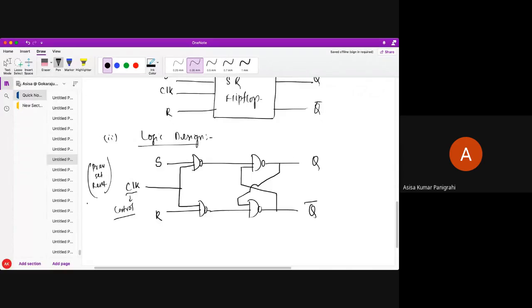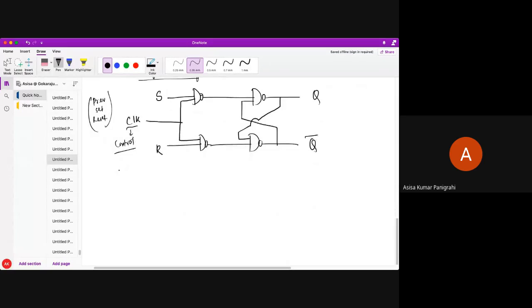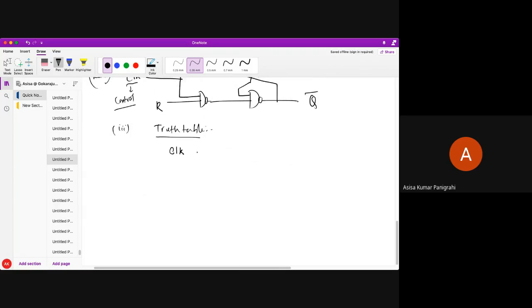Now after this logic design, I have already constructed the circuit for you. For it, what is my truth table? I have already told you there will be a little modification because I have introduced the clock pulse, since the clock is the controlling parameter. Now you can see, if clock equals 0, that is, you are not giving the clock, then whatever your S and R input may be, it will store the previous value. It is not going to change anything for me.